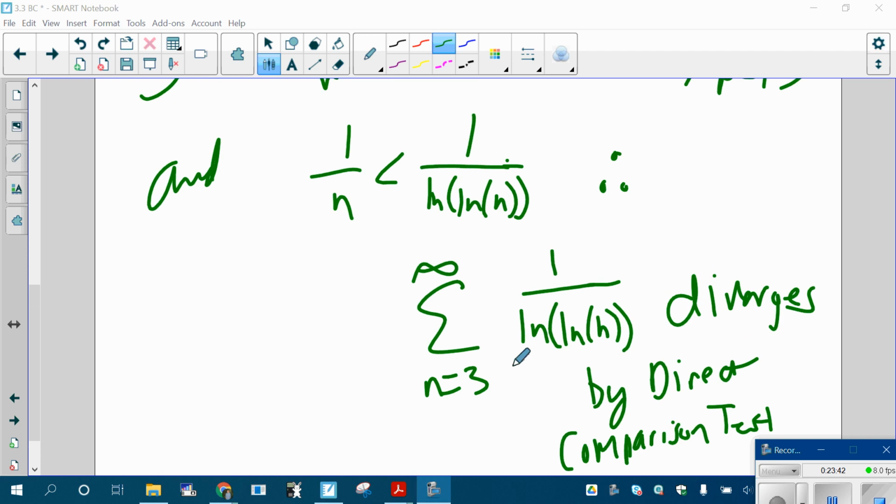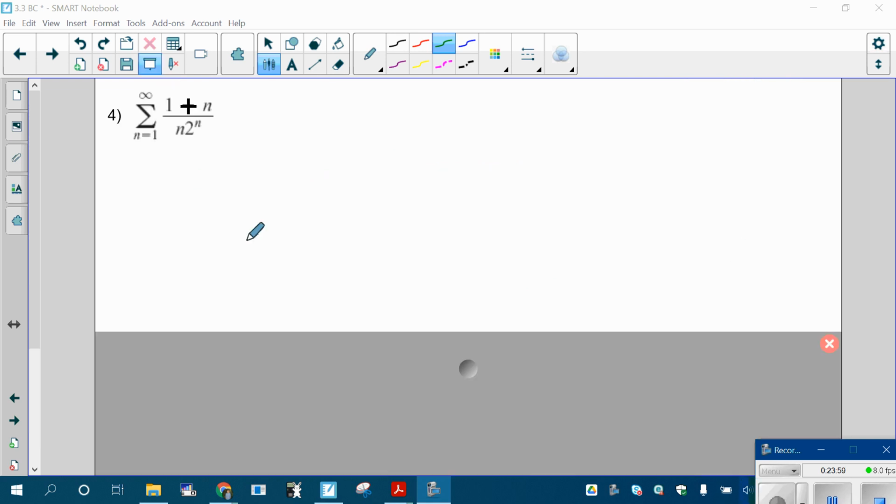Again, this is a messy series. So what this direct comparison test really helps you with is series that you really don't want to mess with otherwise. I don't want to do a limit with an ln of n. I don't want to integrate ln of n. So this direct comparison is a nice way to deal with it. Why don't you pause and give number 4 a try. Structure looks a little different. I'll give you a little hint. Why don't you pause, give that a little try, come back and we'll chat about it.